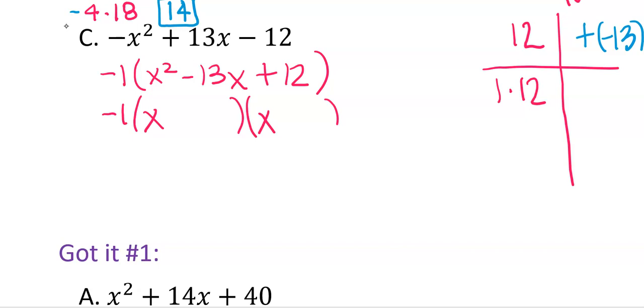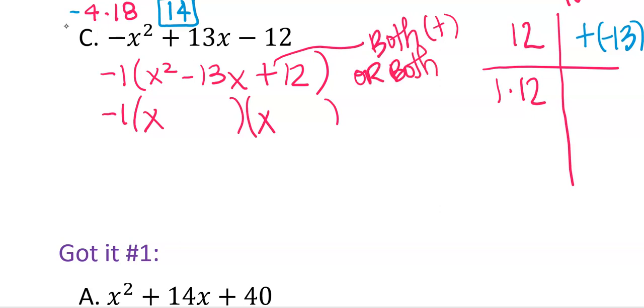Both of them are negative. So when you're looking at it, when you make a negative number out of a positive one, both of them have to be negative. So both positive or both negative. If there's one of each, then the higher number gets to be whatever sign that middle one has to be. So they can't both be positive and get a negative 13, so you have to change them both to negative numbers.